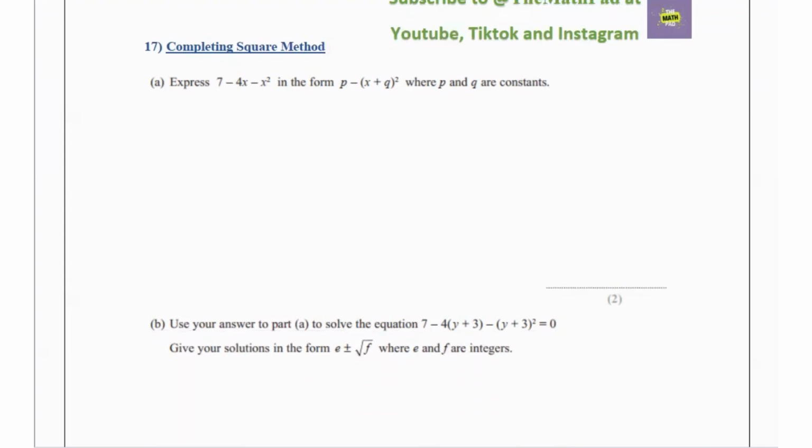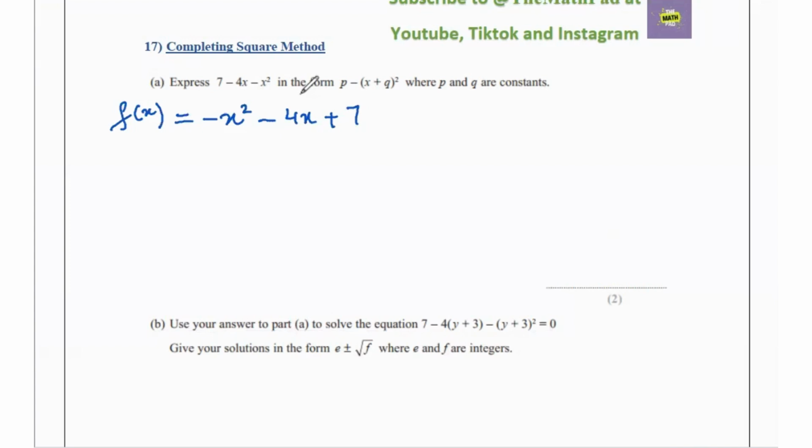So for the completing square method, first let's rearrange this starting with the highest power of x. So your function is negative x squared minus 4x plus 7. Whenever we're converting a quadratic equation to completing square form, the first thing you need to check is whether the coefficient of x squared is less than 1, greater than 1, or equal to 1. You can clearly see that in this case, it's less than 1 because it's negative 1.